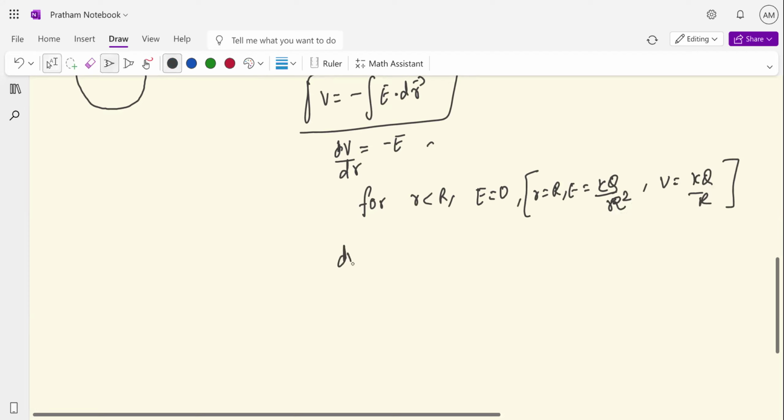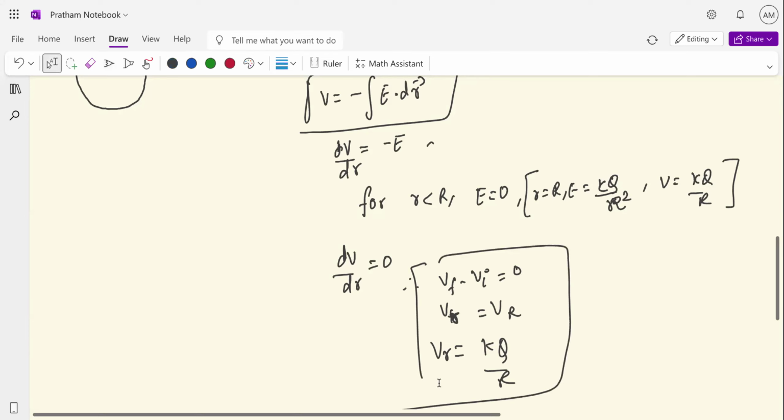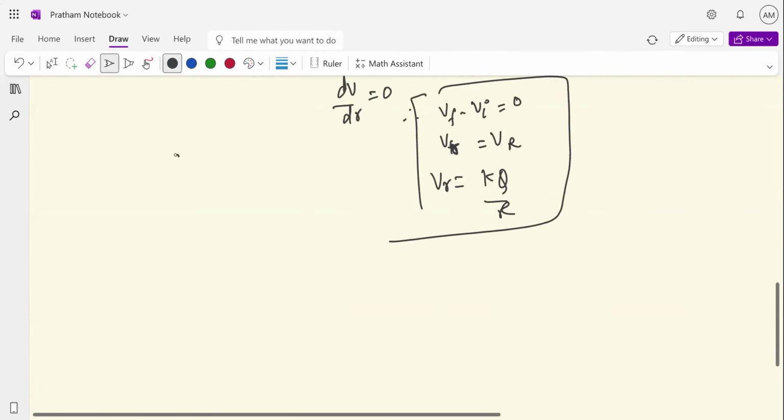Okay. So dV by dr equals 0, which means V final minus V initial equals 0. It means V final, at some distance r, equals V at R. Is that clear? So I can say the value of V comes out to be kq divided by R. Understood? So again, if I make a graph, for this the graph will go like this. Center, go this side R, this side again R.